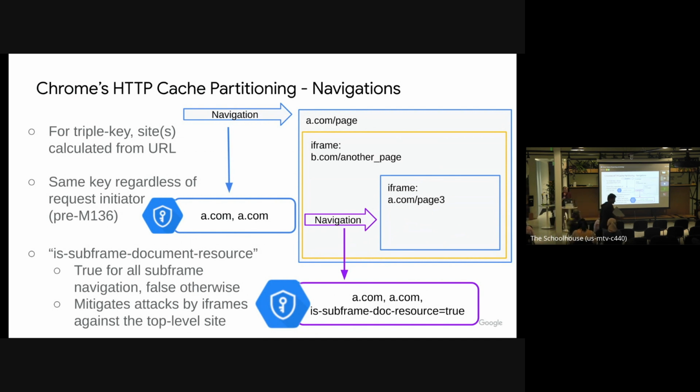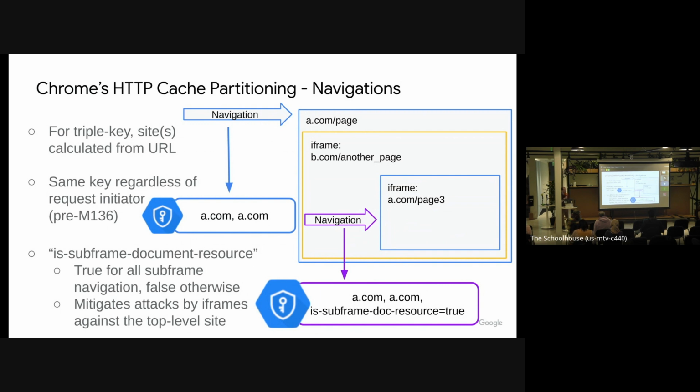So we have an example here. We have a navigation to a.com/page. The triple key is just a.com to a.com. It's computed from the URL that's being navigated to. And prior to the change that we made in M136, these requests are keyed regardless of who actually initiates the navigation.